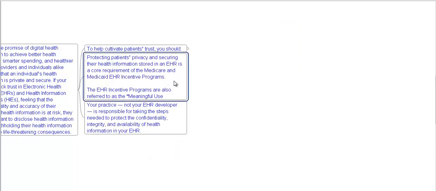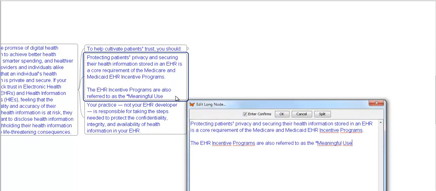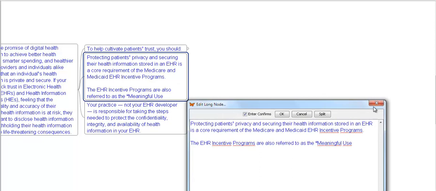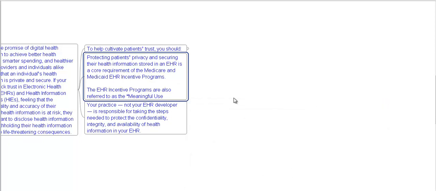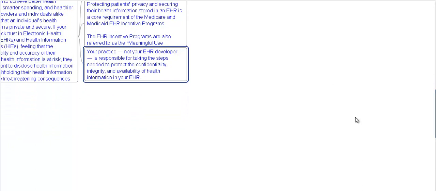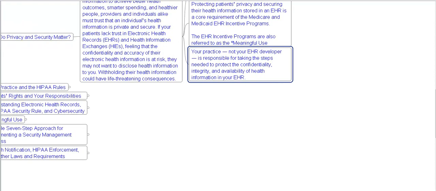Protecting patient privacy and securing their health information stored in an EHR is a core requirement of the Medicare and Medicaid EHR incentive program. The EHR incentive program is also referred to as meaningful use. Your practice, not your EHR developer, is responsible for taking the steps needed to protect the confidentiality, integrity, and availability of health information in your EHR.